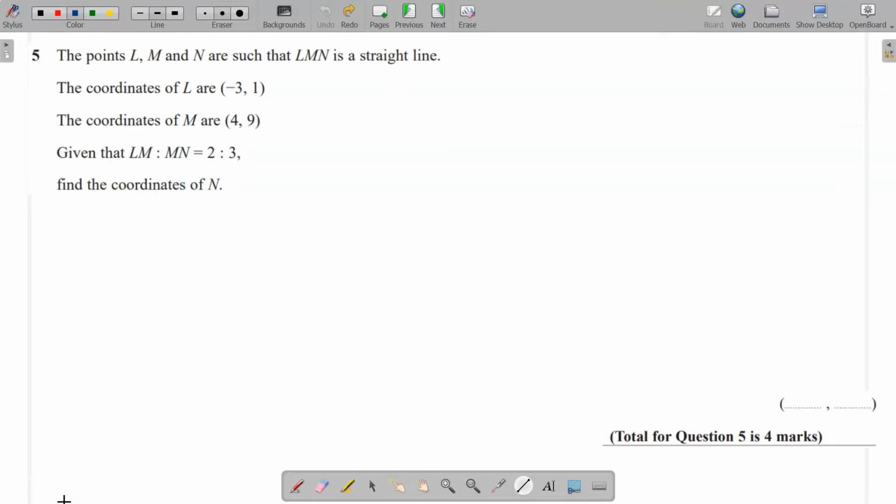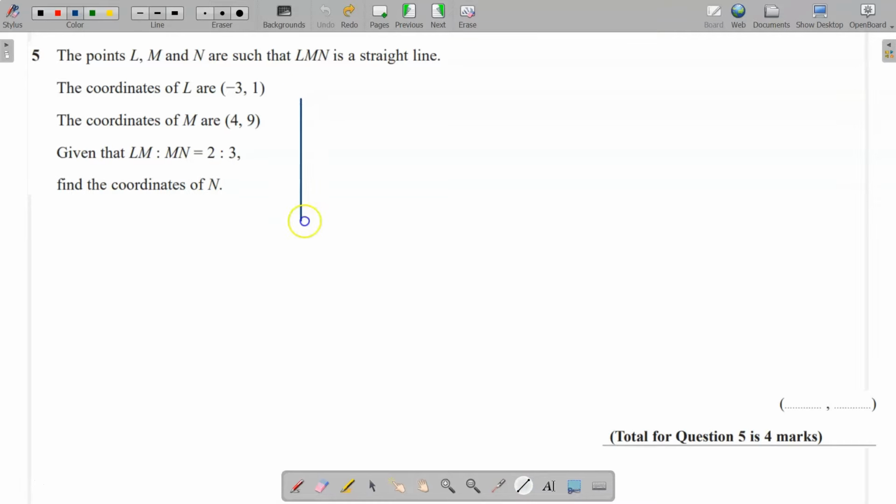Here we have a question about 3 points in a straight line. We're given coordinates of 2 of them. We've got to find the coordinates of the third. We also know something about the ratio of the distances between the various points. So what I'm going to do is draw a sketch to illustrate roughly what's going on. This is just a sketch. It's not drawn to scale, but it will give us an idea.